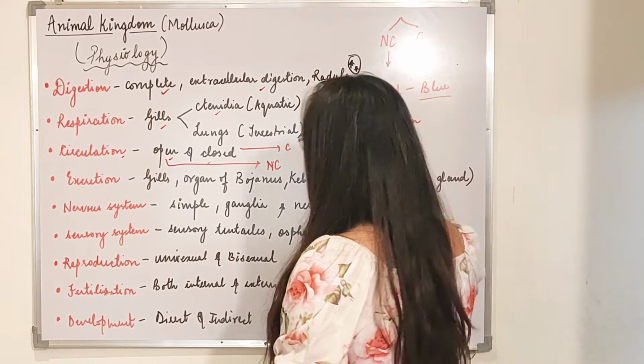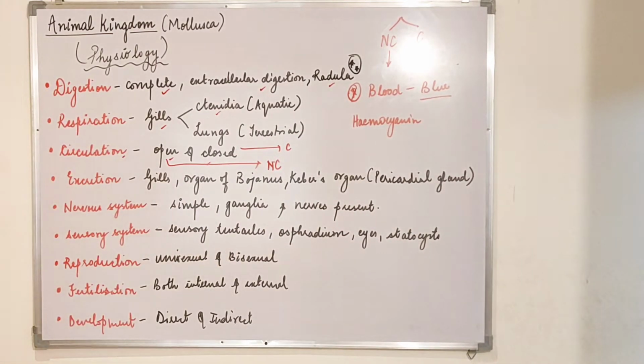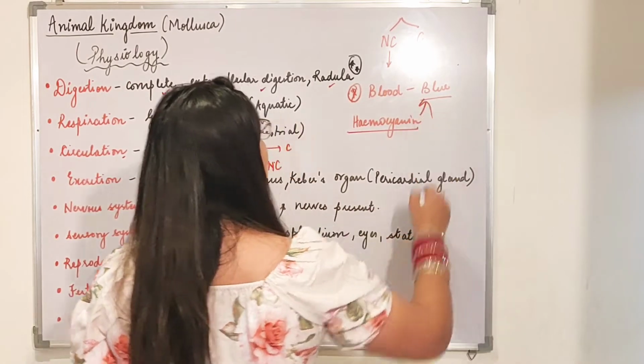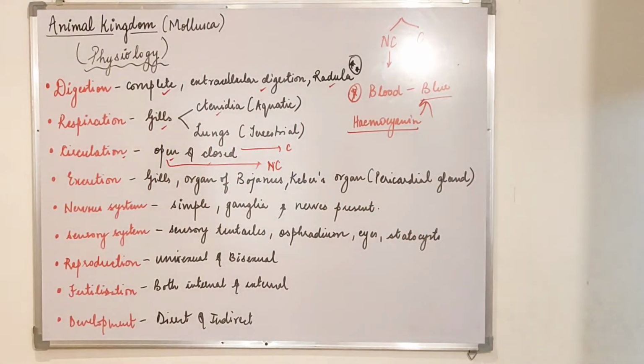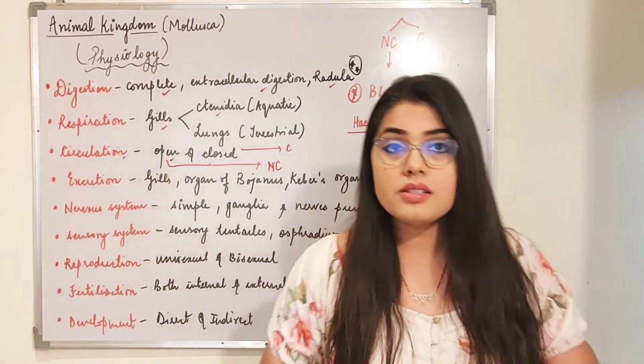Hemocyanin. It is a copper containing pigment which is giving a blue color to your blood. Then excretion is again taking place with the help of your gills, right?